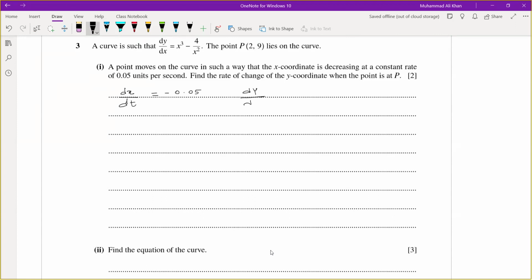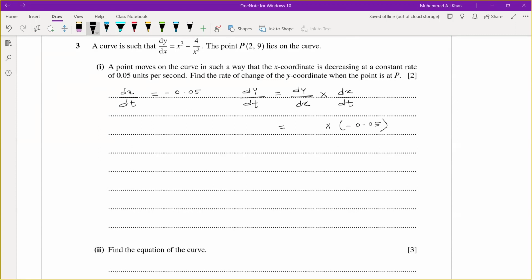dy over dt हमें calculate करना है. How can we calculate dy over dt? It will be like dy over dx into dx over dt. हमने chain rule से break कर दिया. And the third thing we have in the question is dx, तो वो तीसरी चीज यहाँ पर आ जाएगी cross में. Now, we need the value of dy over dx and the value of dx over dt. dx over dt is given, minus 0.05. But how can we calculate dy over dx?